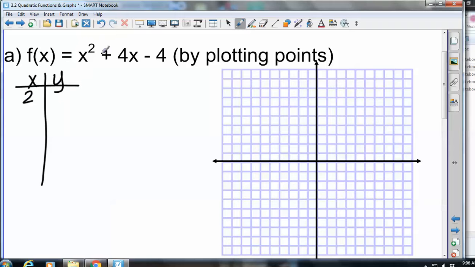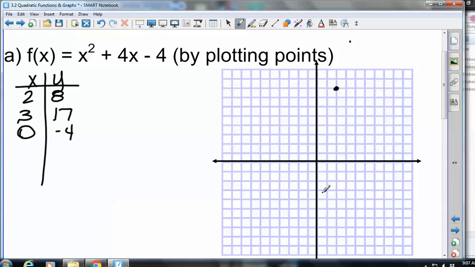All right, give me a value. 2, 5, 3, 12, 0. Let's try some of these and see what we get. If we put in a 2, we get 4 plus 8 minus 4. So that's 8. If I put in a 3, I get 9 plus 12 minus 4. So that's 17. So do I want to plot bigger numbers here? No. No, let's go the other way.